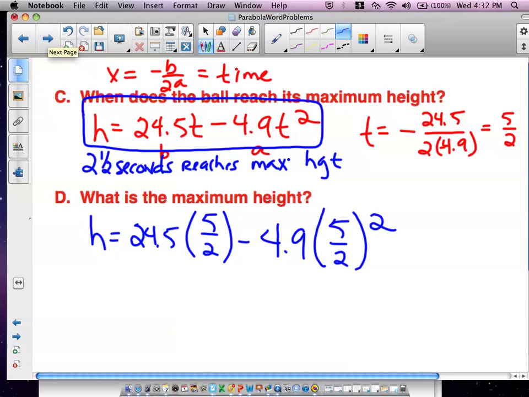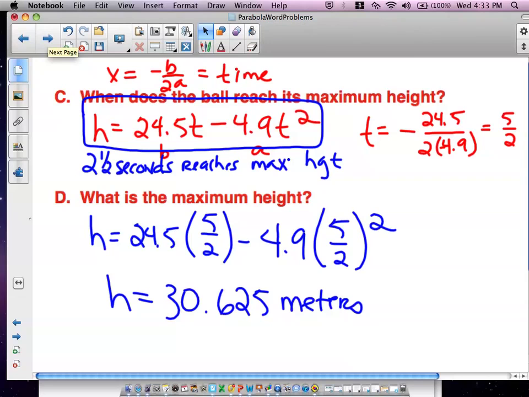Making the proper substitutions, using your calculator, please, you get a height of 30.625, and this is a problem in meters. So 2.5 seconds after takeoff, this ball reached a maximum height of 30.625 meters. So that's summing up the problem.